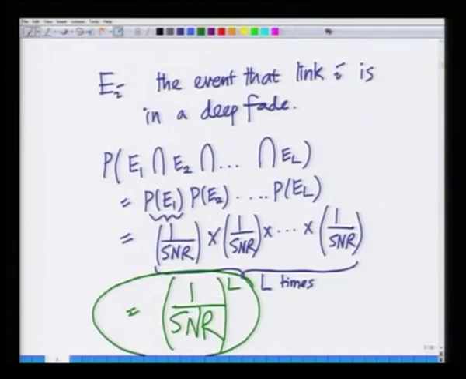The intuitive reason is that compared to a single receive antenna wireless communication system, now you have L receive antennas, which means all the L links have to be in a deep fade for this system to be in a deep fade, which means it is the intersection of these independent events. Each event has a probability of 1 over SNR. The intersection of L events has a probability that is the product of these individual probabilities, which is 1 over SNR to the power of L.